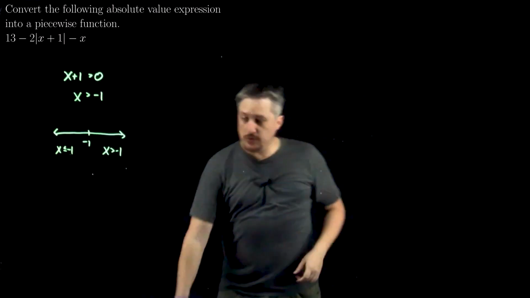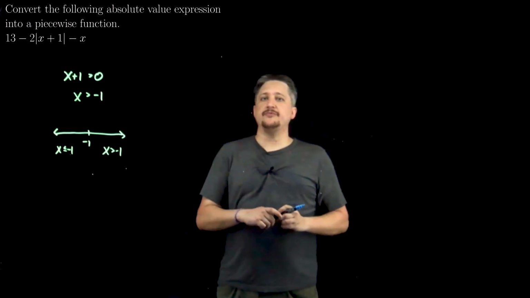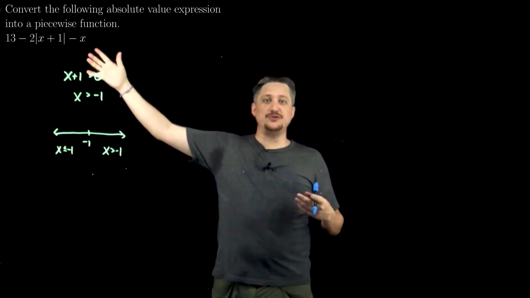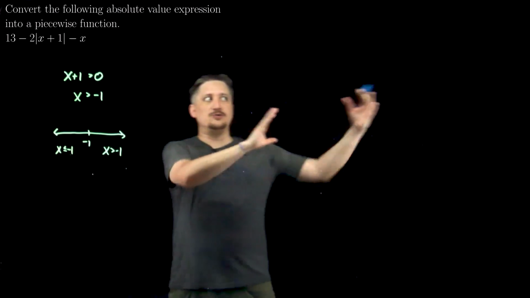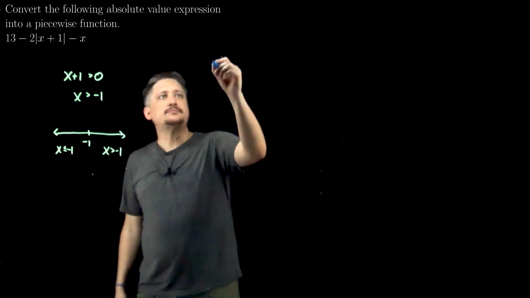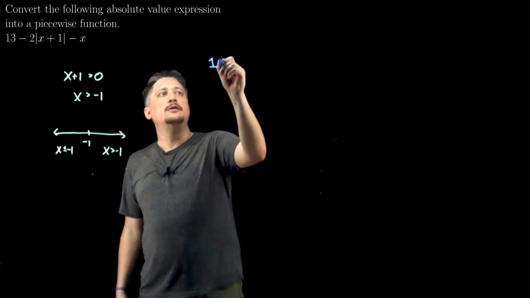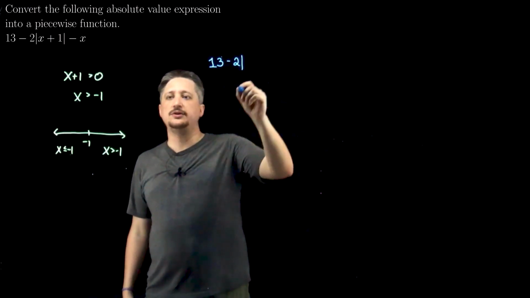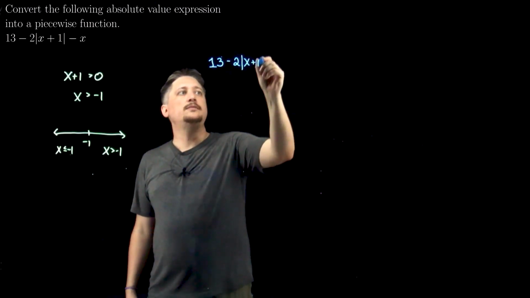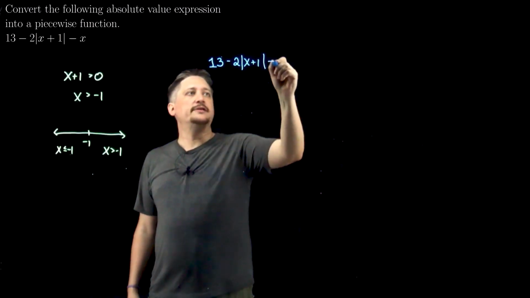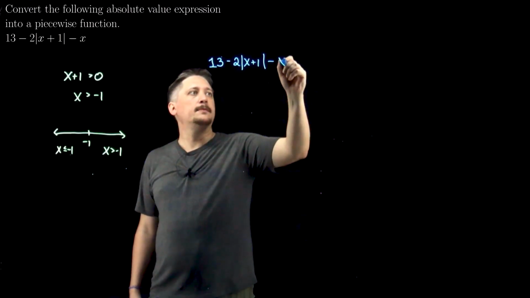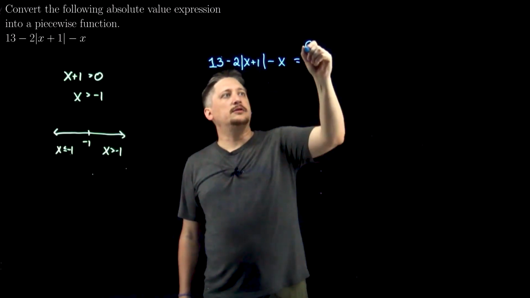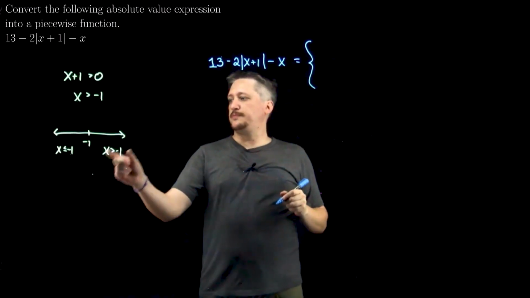So I'm going to convert, right? I'm going to start by writing my full expression, the 13 minus 2, blah, blah, blah, all of that, and then equals, and then I'm going to fill in the piecewise. So I have 13 minus 2 times absolute value, x plus 1, minus x.